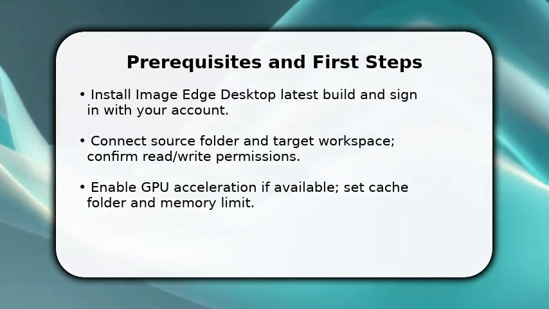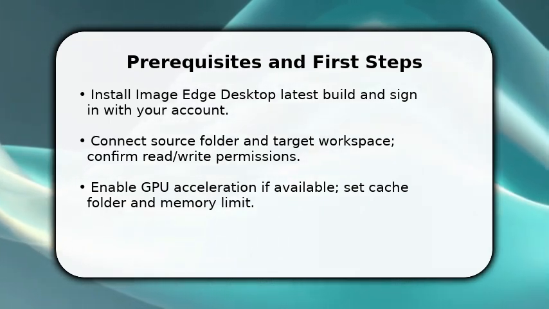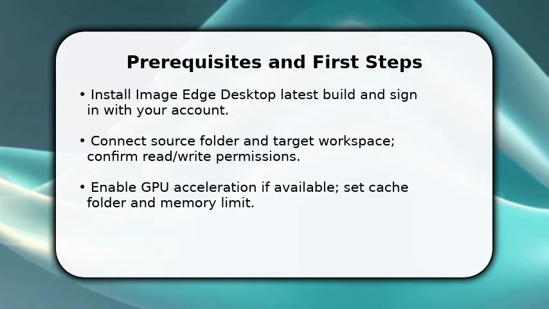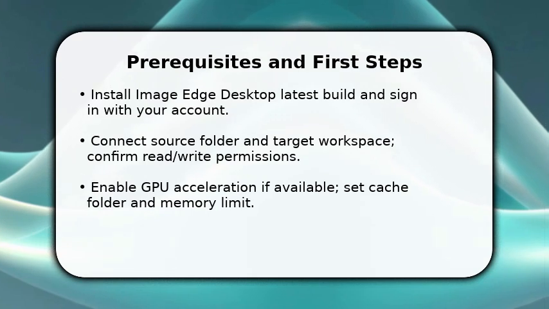You should also set a dedicated cache folder and memory limit to avoid slowdowns. These first steps let the app index images and prepare pipelines. Make sure indexing completes before moving to creation and editing.